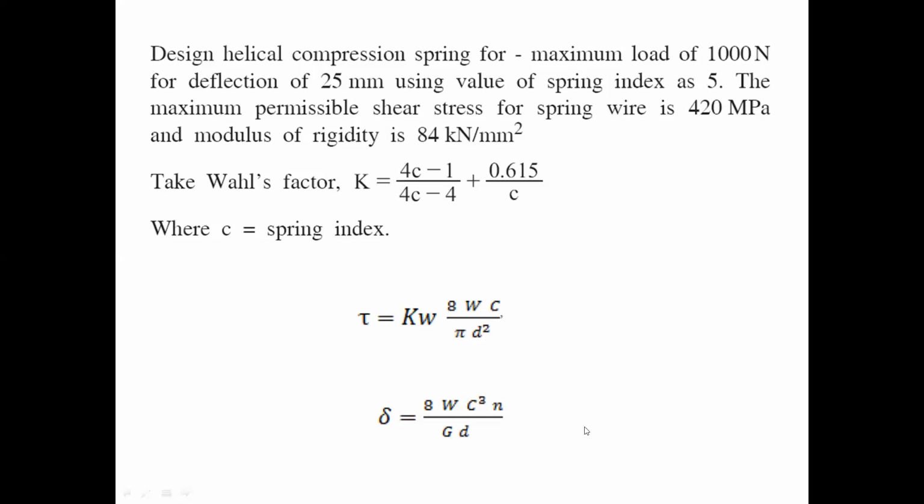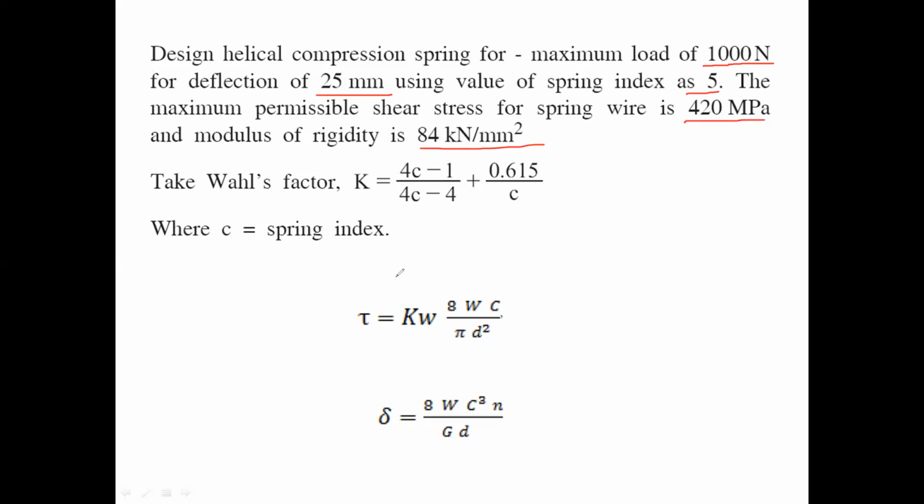So in this, the given thing is the value of load is 1000. The deflection is 25 mm. The spring index C is 5. The permissible shear stress is directly given as 420 megapascal and the modulus of rigidity G as 84.